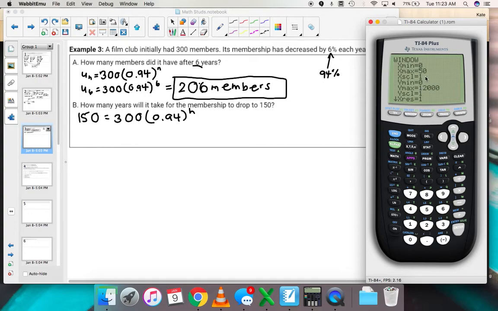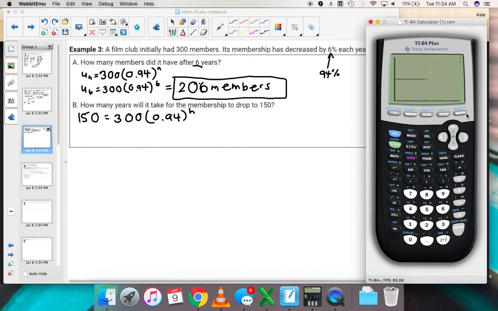So when we think about our x min, we're still talking about years on our x-axis, so it makes sense for our x min to be 0. Our x max is probably going to be closer to 10, because after 6 years we had decayed to 206 members. It's not going to take that much longer for us to decay to 150. So maybe we'll put in 15 just to be safe here. Our y min is talking about our club members, and we can't have negative club members, so we're going to have 0 there for our y min. And our y max is going to be the highest number of members that we had. And we know this is an exponential decay, so our highest member is going to be 300, and then we're going to decrease from there.